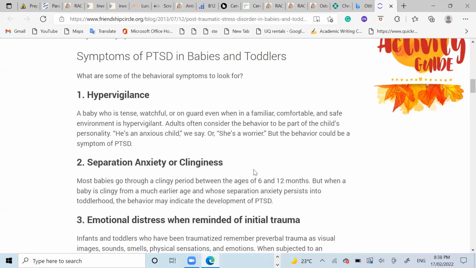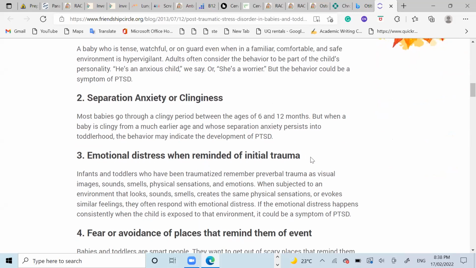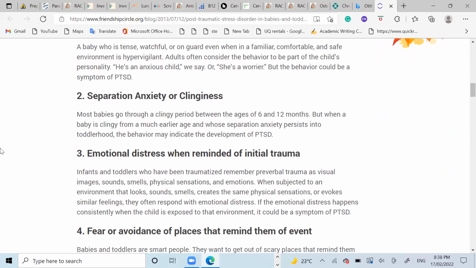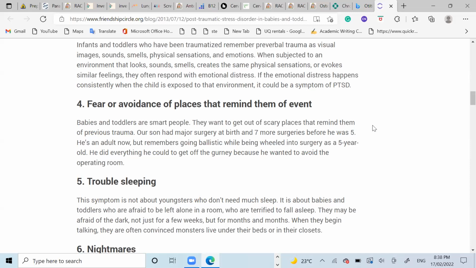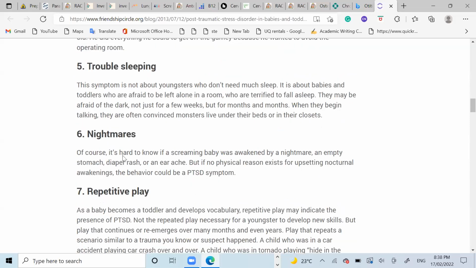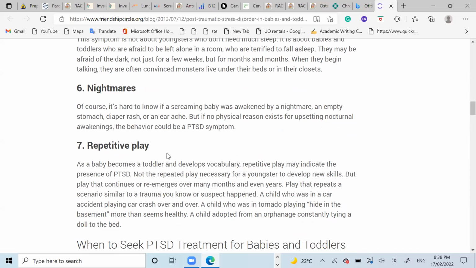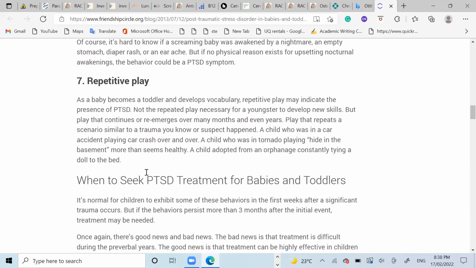They will have separation anxiety. You can say they will have anxiety on being separated from their guardians or parents. When they are reminded of the initial trauma, they get visibly distressed. They start crying, or they will exhibit some kind of physical symptom. Fear and avoidance of places. Now, this is an unconscious effort on their part. They are not doing it consciously, but unconsciously their mind will divert them away from the event that will remind them of the trauma. They will have trouble sleeping, they will have nightmares, they will have repetitive play in order to seek some kind of normalcy.